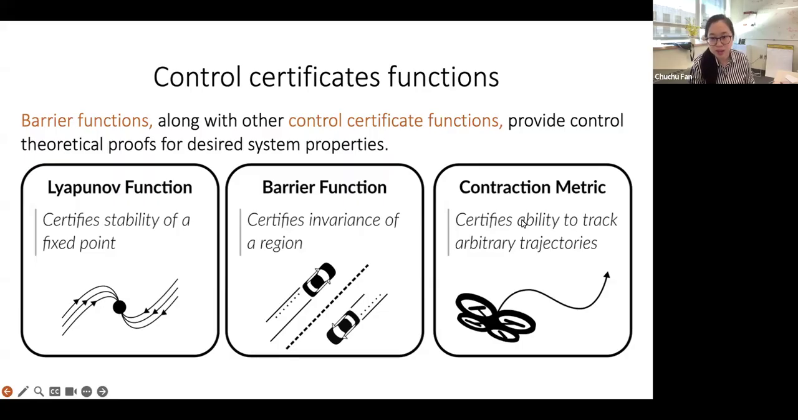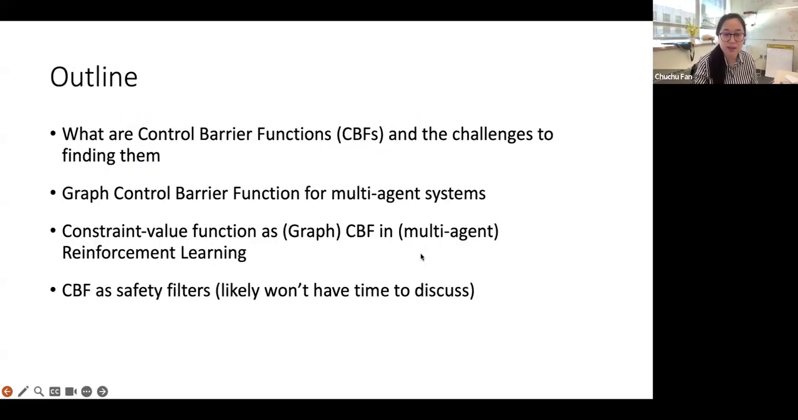And of course, contraction metric is another form of safety certificate that people talk about. But today, our discussion will be centered around barrier functions. In my talk today, I plan to first give a very mini lecture on what control barrier functions are and what the challenges of using them are. It's a very powerful tool, but still it is underused in many domains because it's very hard to synthesize or construct those functions for safety proofs.